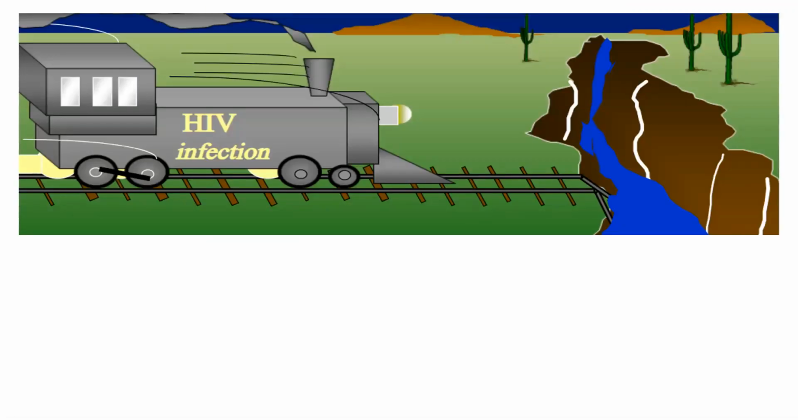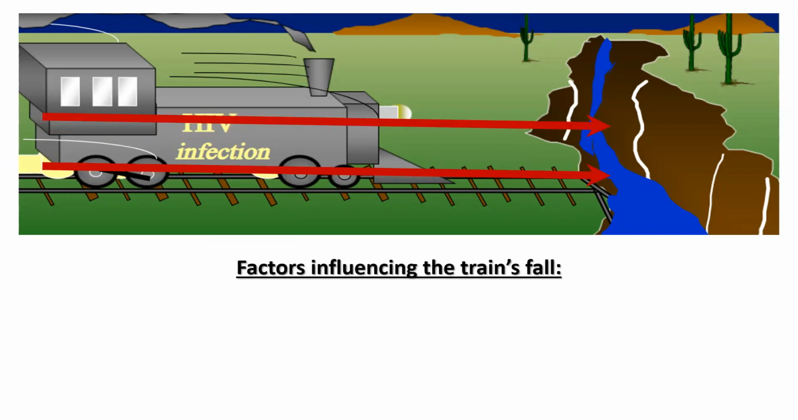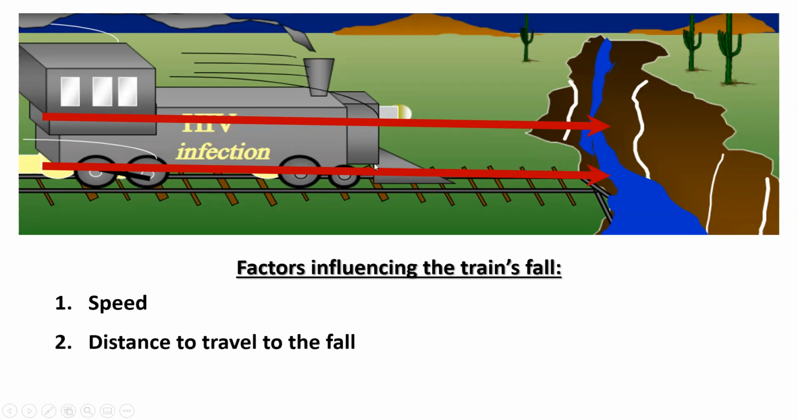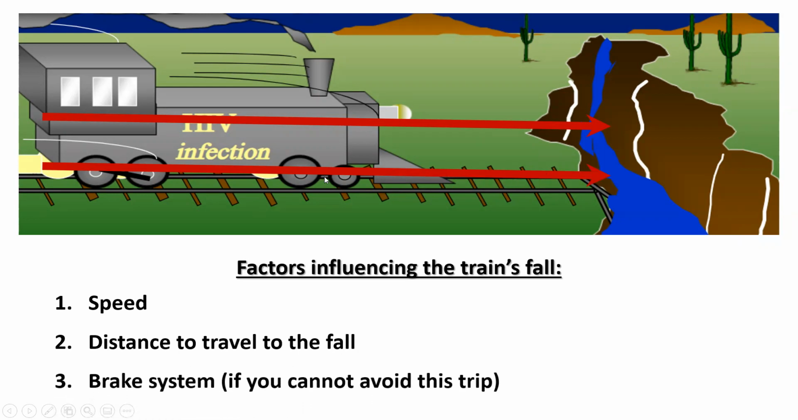Now, in terms of HIV infection, I will illustrate it through this train on my diagram, in terms of its speed and distance, and some of the factors that influence HIV. With this train, you will need the speed to get to this cliff, the distance the train will travel to fall into the cliff, and the brake system will also play a role. All these factors have an impact on how quickly the train will fall. So these are the three factors: the speed, the distance travelled, and the brake system.